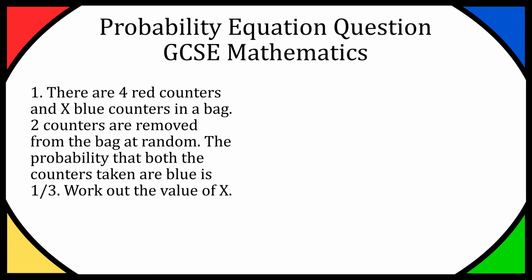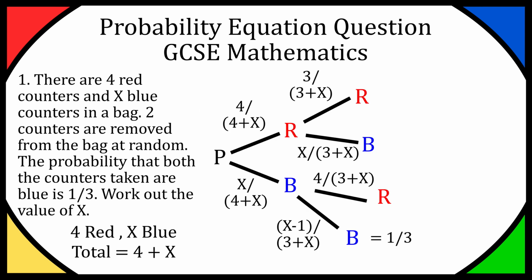So let's first work out the total number of counters in the bag. We know there's 4 red and there's X blue counters, so the total number of counters in the bag is going to be 4 plus X. And the next thing we're going to want to do is build this probability tree diagram. This gives us the probability of outcomes for pulling a red and then a blue counter, or blue then blue, or red then red. It shows us the probability for every outcome.